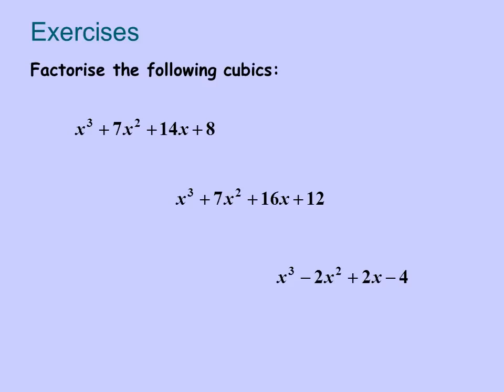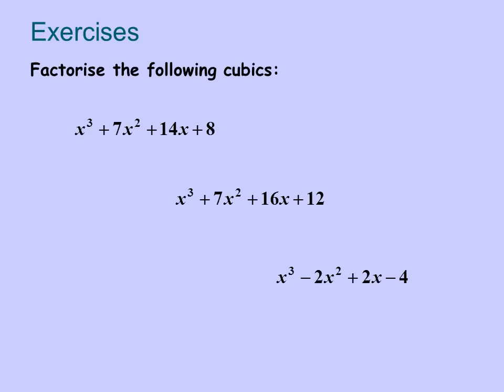Here are 3 questions for you to factorise fully. x cubed plus 7x squared plus 14x plus 8 is question 1. Question 2, x cubed plus 7x squared plus 16x plus 12. And question 3, x cubed minus 2x squared plus 2x minus 4. Pause the video, work out all 3 questions, and when you're ready, press play to check your solutions.